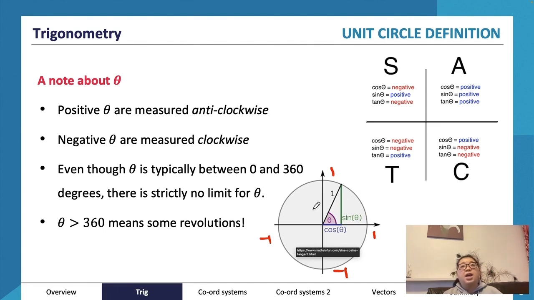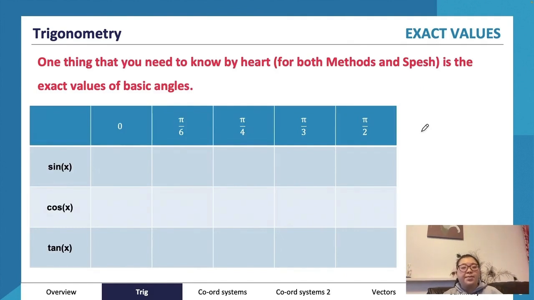So essentially in every rotation going like this, every 2 pi, there's going to be 2 quadrants where sine is positive, 2 quadrants where cos is positive, etc. Cool. Alright.